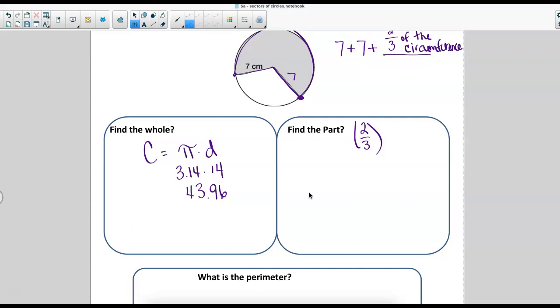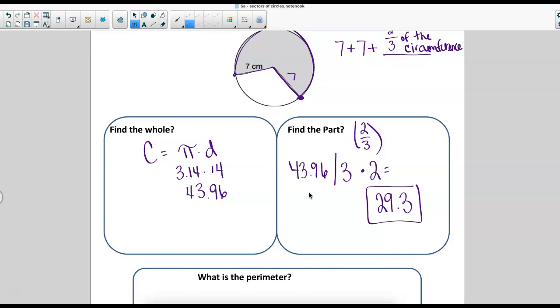Okay, so I'm going to take the circumference, 43.96, divide by 3, and then times by 2. I'm going to do that all at once in my calculator. 43.96 divided by 3 times by 2. I get 29.3. I'm going to round to the nearest tenth at that point.